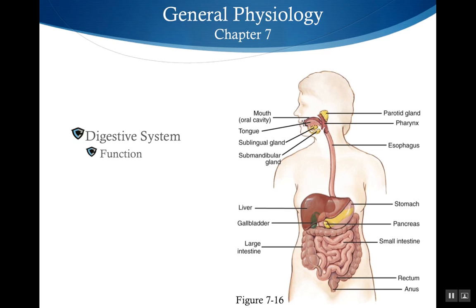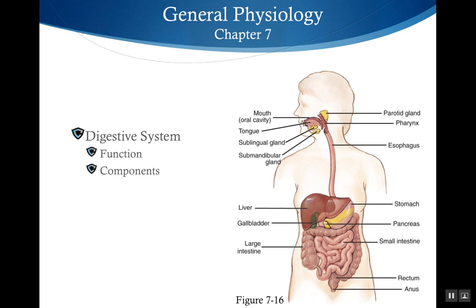So food is taken into the mouth during ingestion. We're going to talk about the different components here. It's taken into the mouth. Once it's in the mouth, mastication, the term for chewing, allows the food to be mixed with saliva. Now, your saliva contains an enzyme called salivary amylase, and that's what begins the breakdown of carbohydrates.